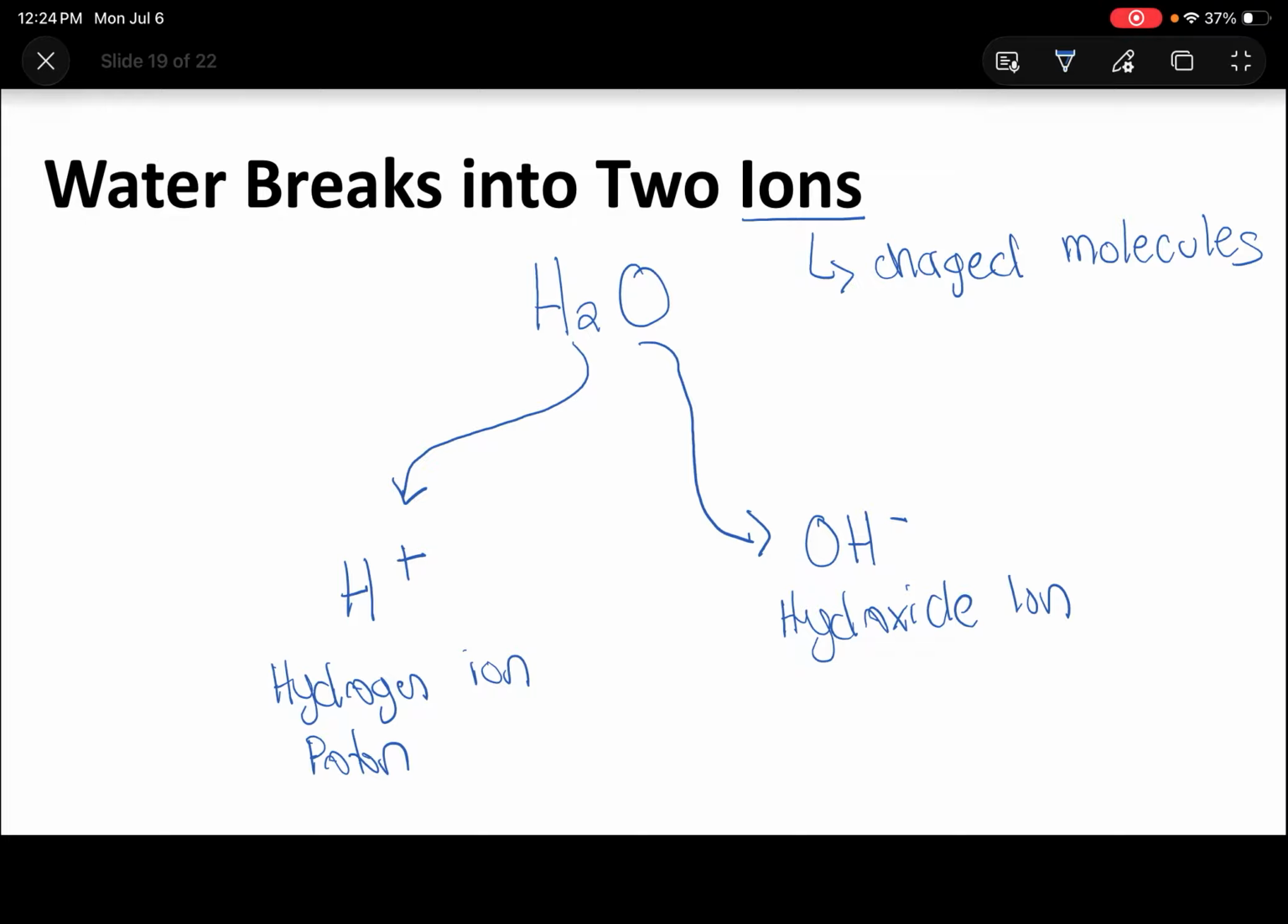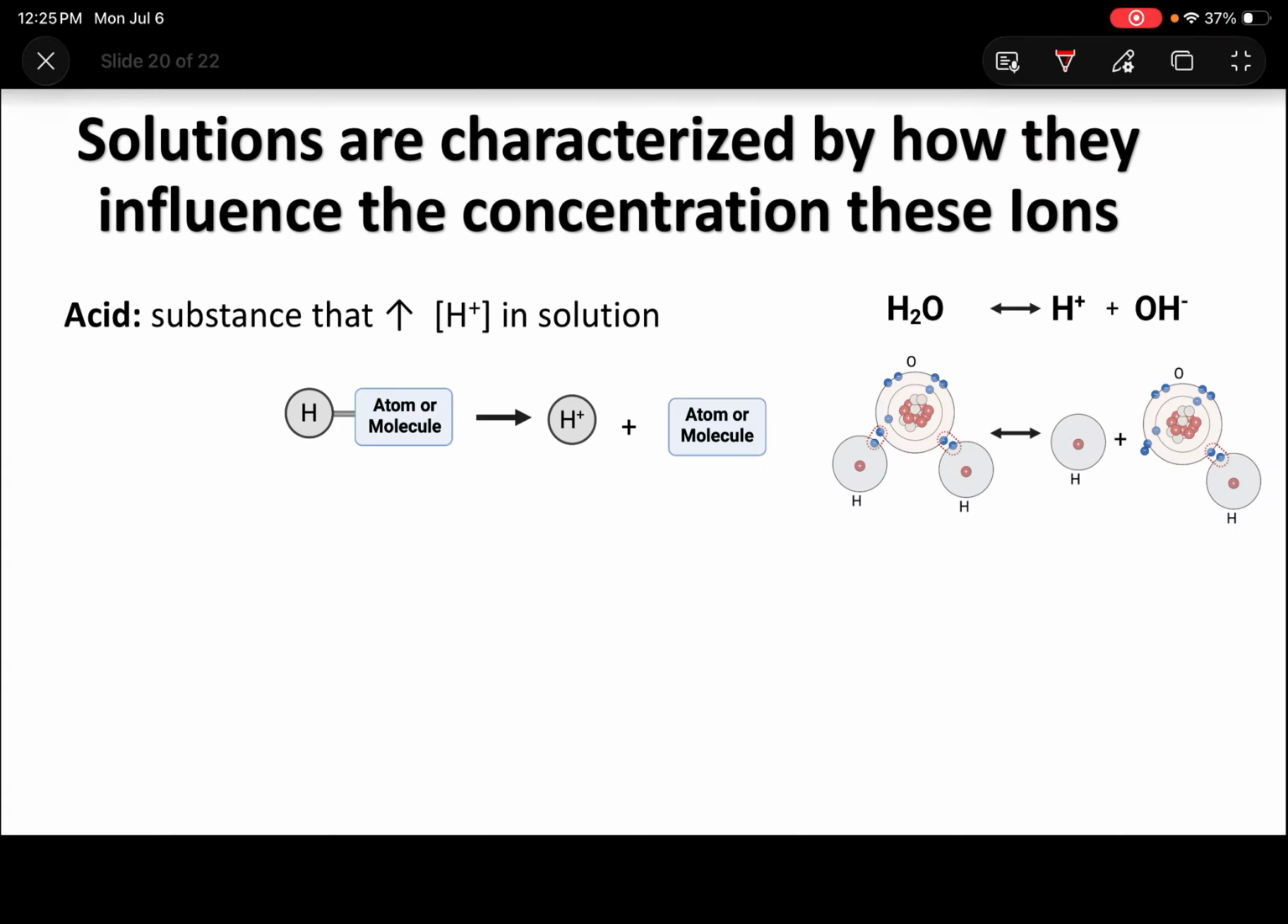And because water can split into these two substances, we are specifically interested in how much of this hydrogen ion we have. So there are going to be substances that increase this, there are going to be substances that decrease this, but overall pH is looking at how much of these hydrogen ions or protons we have. And so we can characterize solutions based on the concentration of these ions.